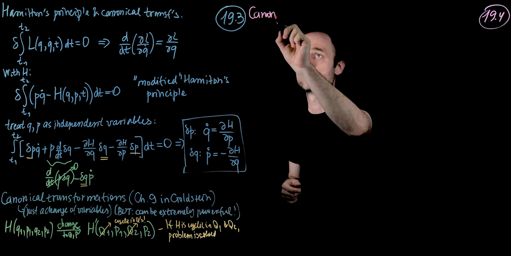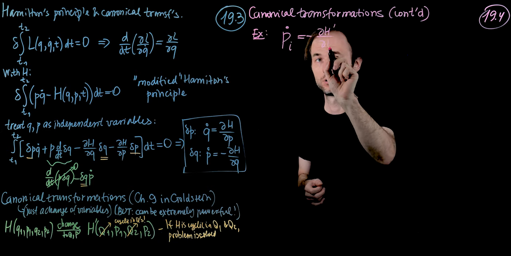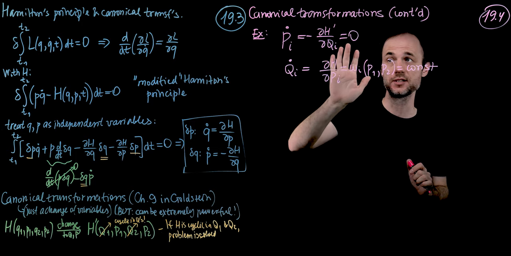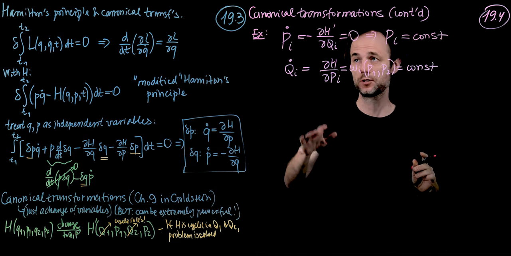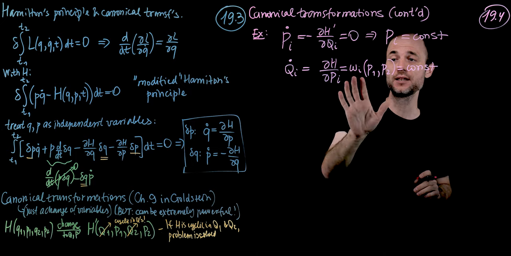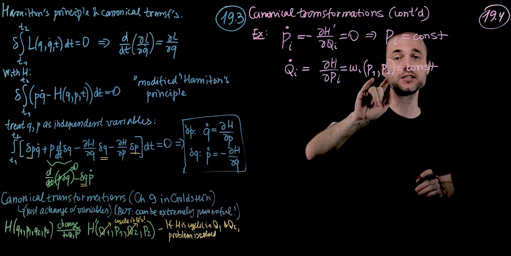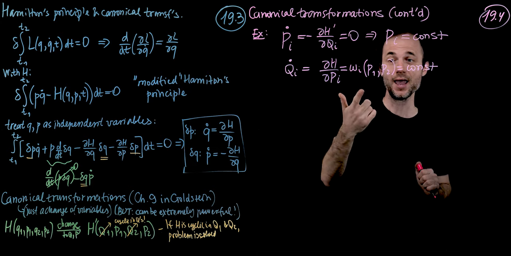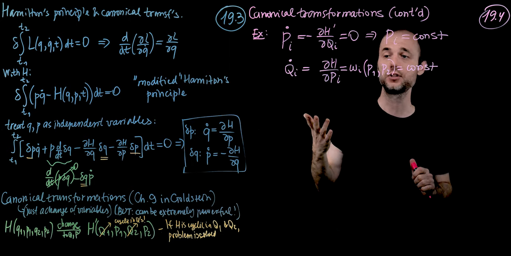For instance, suppose that we have a qi variable that is cyclic. And from here, we're going to get that pi is going to be a constant because its time derivative is zero. Conversely, for qi, we're going to find that it is equal to some function that we will call omega I that depends only on p1 and p2, only on momenta. And because those momenta are both constant, we assume that H prime doesn't depend on any of the coordinates.